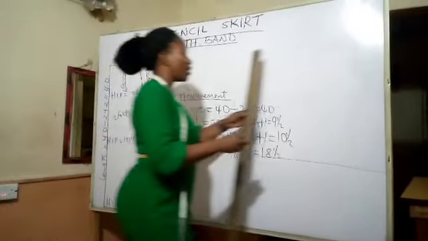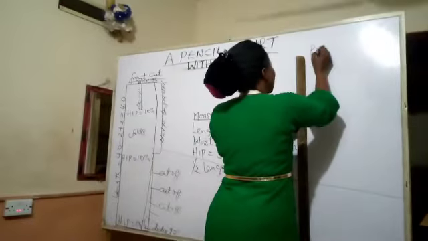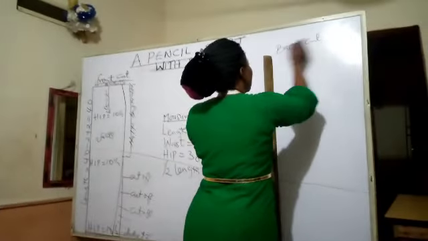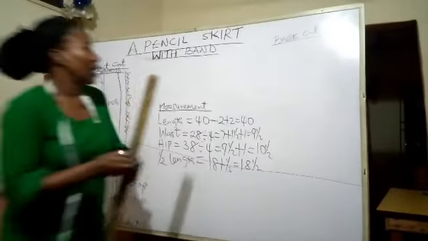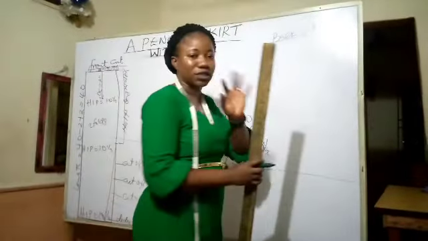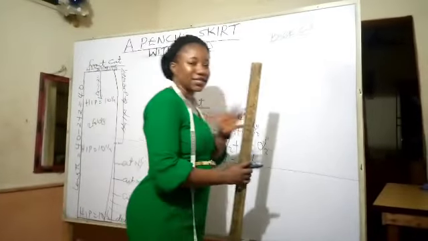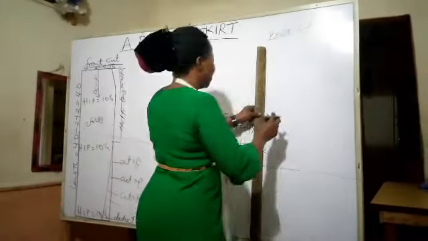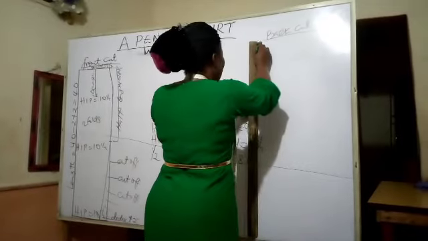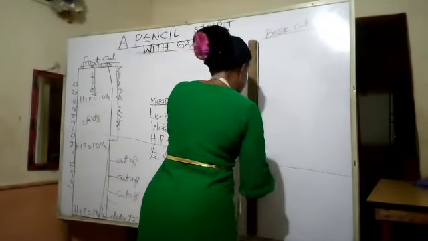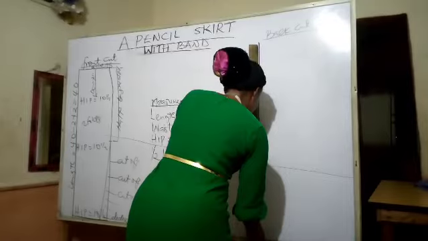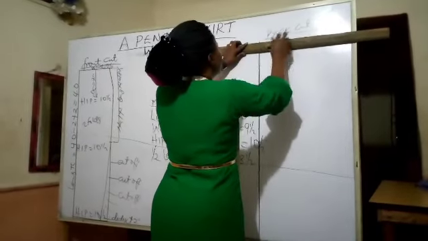Now we move to the back cut of our pencil skirt. At the back we have the zip allowance, and then we also have the slit allowance. On the same center line at the back, we are going to leave whatever you want to leave for the zip and the slit allowance, depending on your customer or on you.